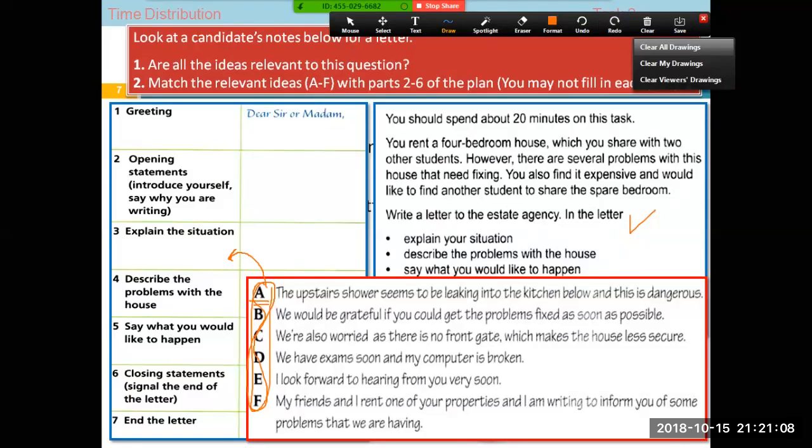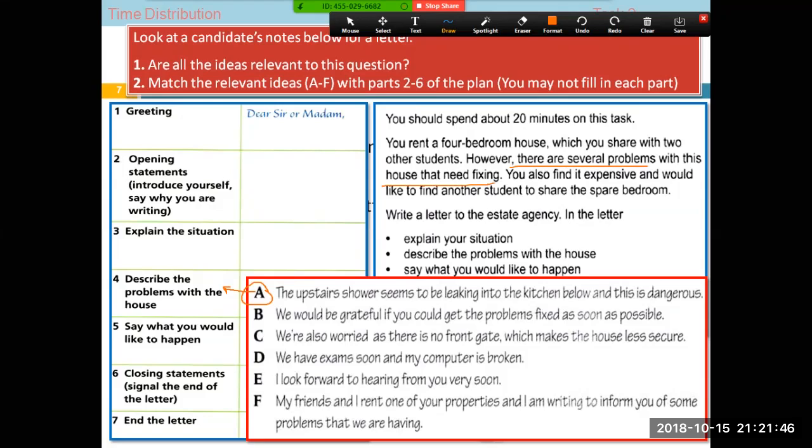Now read the first sentence here. The upstairs shower seems to be leaking into the kitchen below, and this is dangerous. So what is this? I think this is the problem with the house. You see here we have to assume it on our own, because they have asked us to describe the problem with the house, but they have not mentioned any problems specifically in the situation.